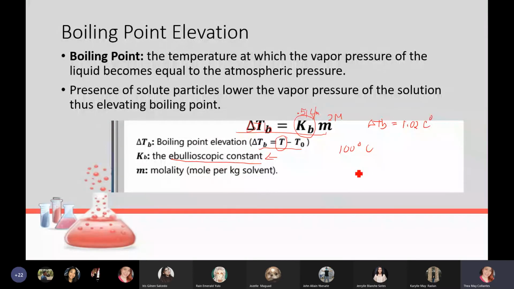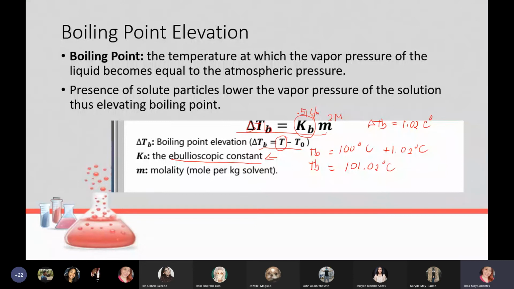So of course, the resulting boiling point, the new boiling point temperature, would be equal to now, how much? That would be 100 degrees Celsius plus 1.02 degrees Celsius. And this will be the new boiling point natin sa aton solution. So you will have about 101.02 degrees Celsius. So doon mo lang na siya ang magwa sa aton nga calculation sa aton laboratory.